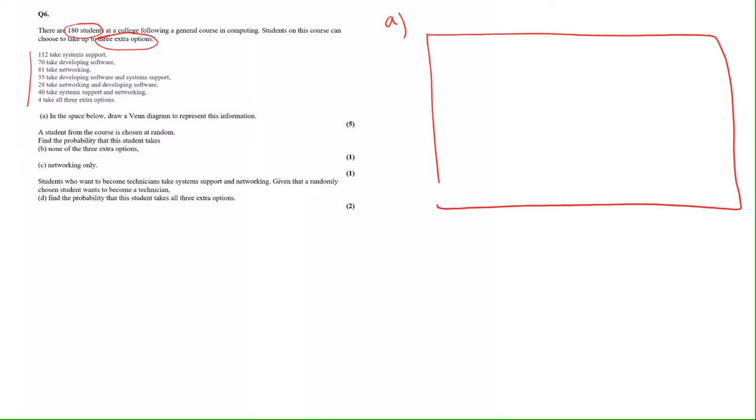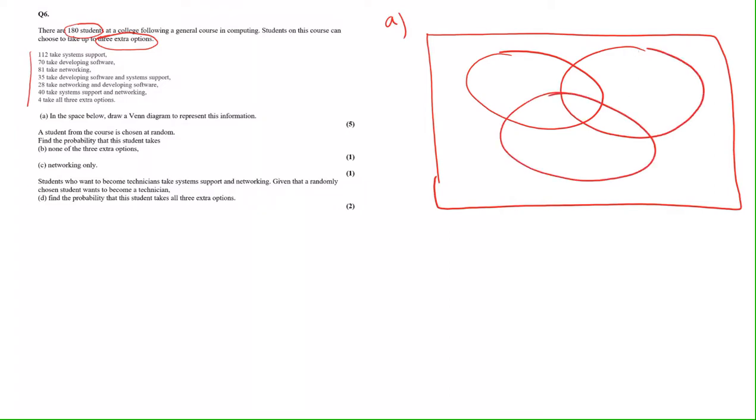So, draw a nice big box. And because we've got 3 possible options, we're going to do 3 big circles. And the options are system support, developing software and networking. So I'm going to call this system support, this developing software and this networking.